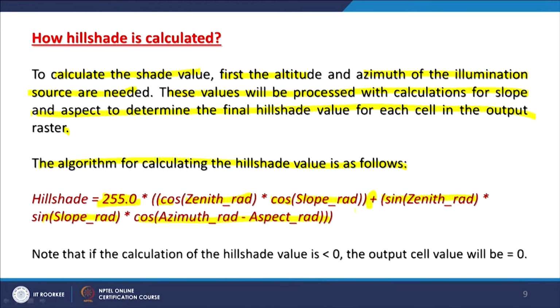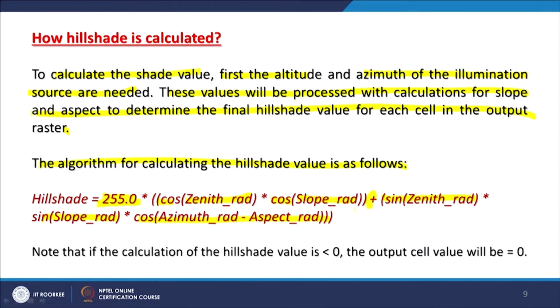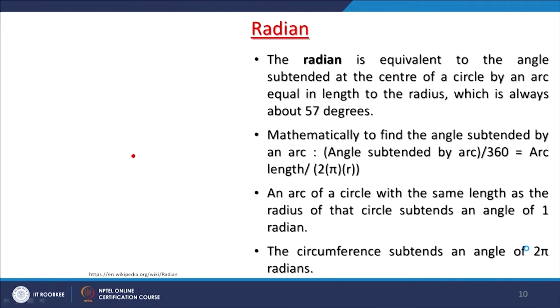So, once that is done for both directions, if the calculation of the hillshade value is less than 0, the output cell will be 0. So, that is why we multiply by 255.